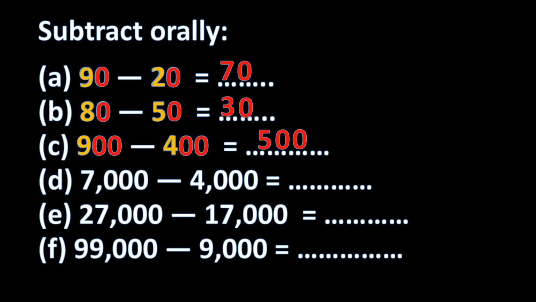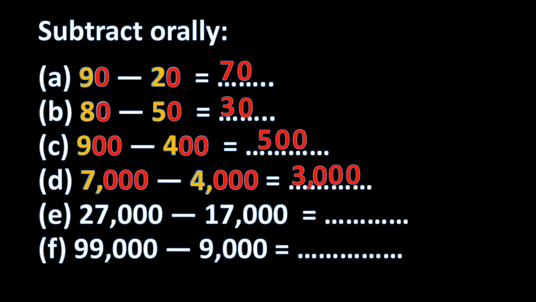Question number D. 7000 minus 4000 is equal to dash. Again look in the ones place, tens place and hundreds place in 7000 and 4000. We have 3 zeros. And 0 minus 0 is equal to 0. So can you tell me how many zeros we have to write? Yes, 3 zeros. Now subtract the digit in the thousands place. 7 minus 4 which is equal to 3. So the answer is 3000.